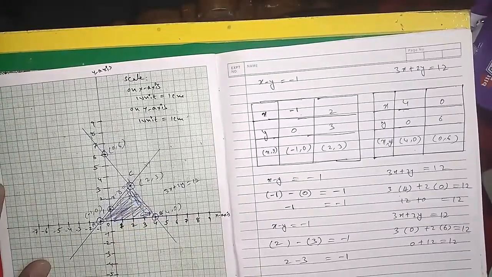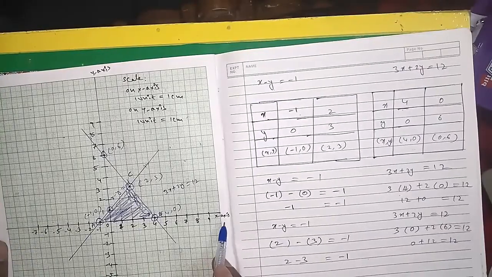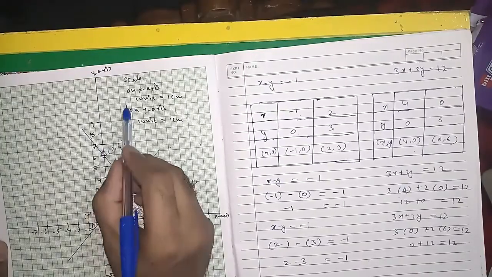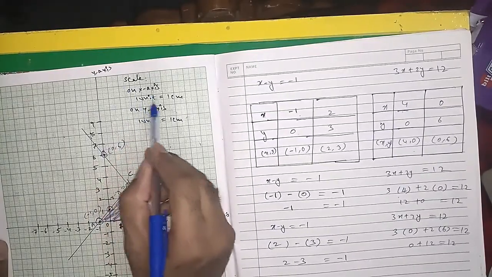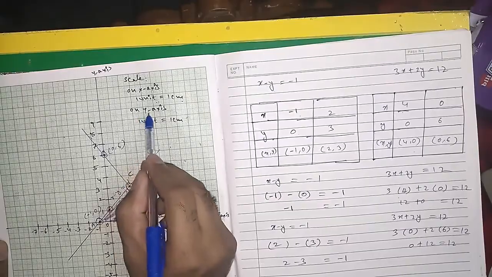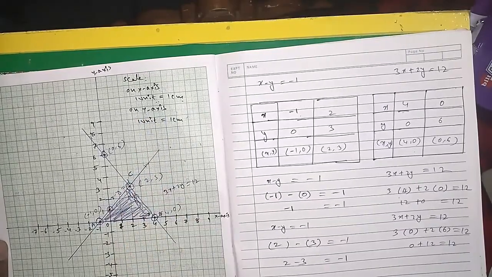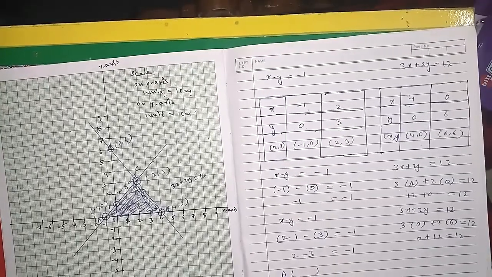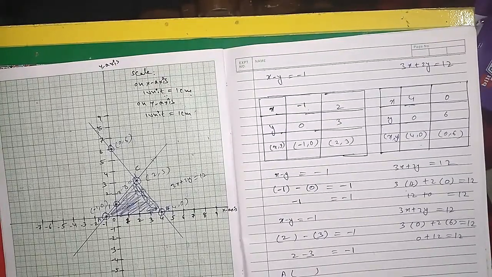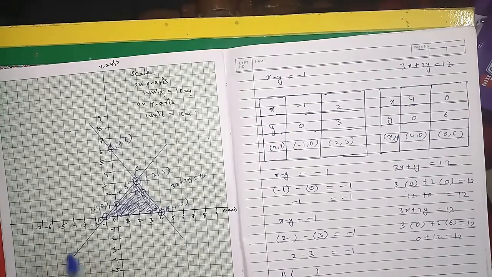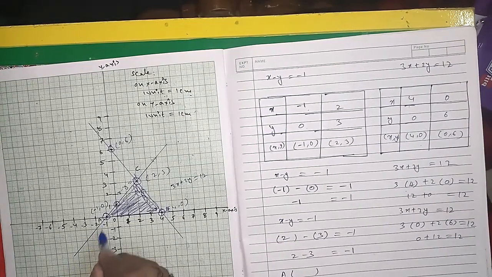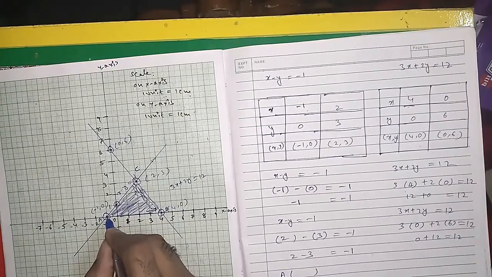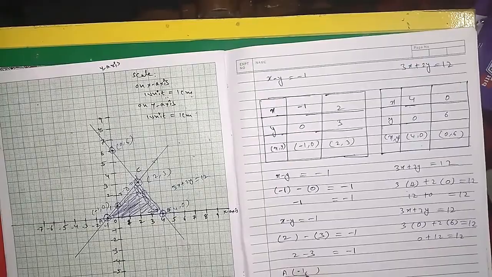Okay. Next, what is the x axis? The horizontal line is called the x axis, the vertical line is called the y axis. Now on the scale, on the x axis 1 unit is equal to 1 centimeter, on the y axis 1 unit is equal to 1 centimeter. Now A, what are the coordinates of A? At the place of x it is minus 1, and at the place of y it is 0. That is minus 1 comma 0.